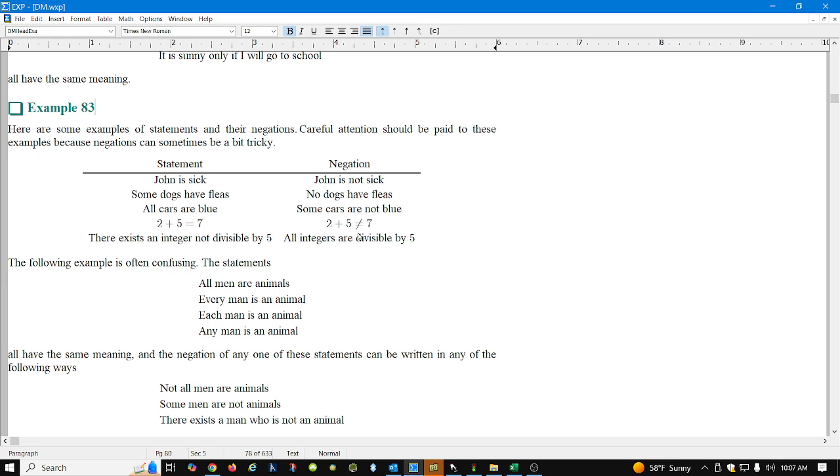2 plus 5 equals 7. 2 plus 5 is not equal to 7. There exists an integer not divisible by 5. That's similar to the "some dogs have fleas." This could have been reworded: there is a dog that has fleas. Negation is all integers are divisible by 5. Give these some thought.